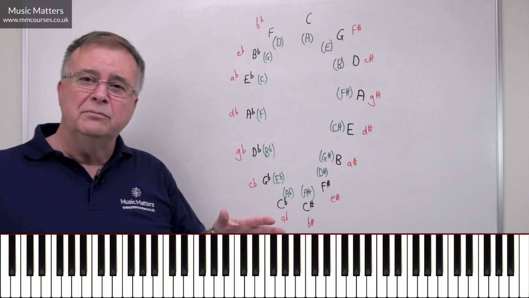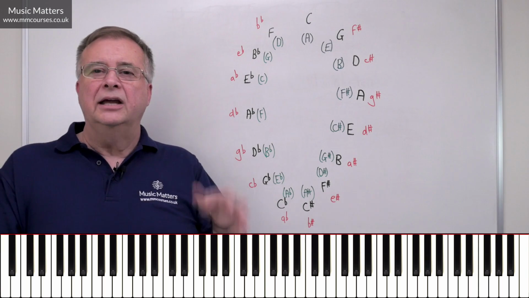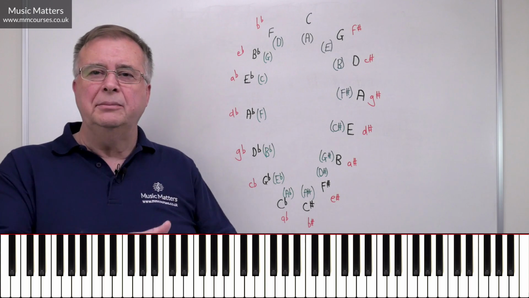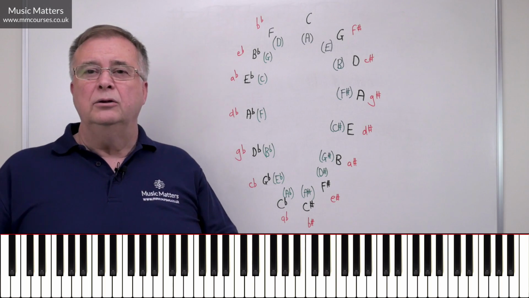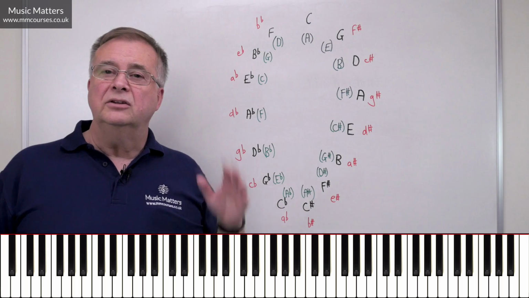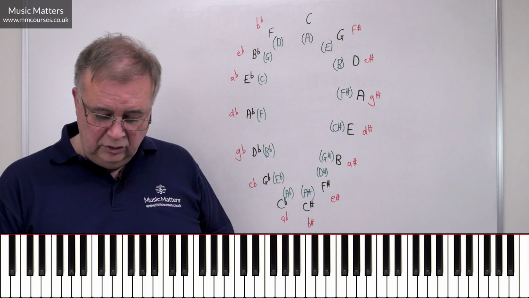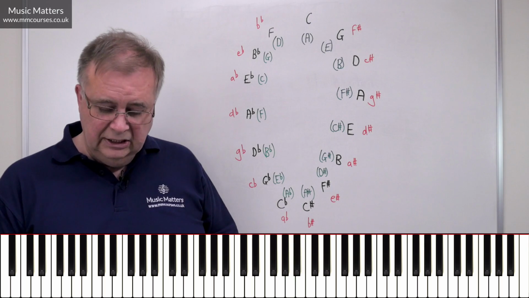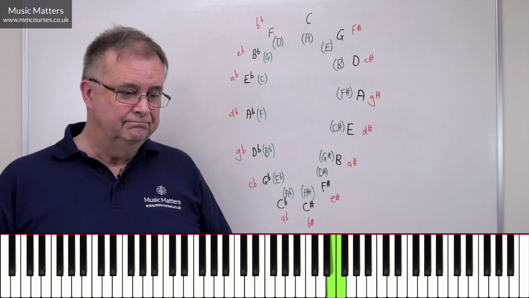And of course, in the case of major scales, this is confirming a pattern. Every major scale goes tone, tone, semitone, tone, tone, tone, semitone. So you'll find that if you follow the circle of fifths, it always throws up major keys going tone, tone, semitone, tone, tone, tone, semitone. So F major, tone, tone, semitone, tone, tone, tone, semitone.